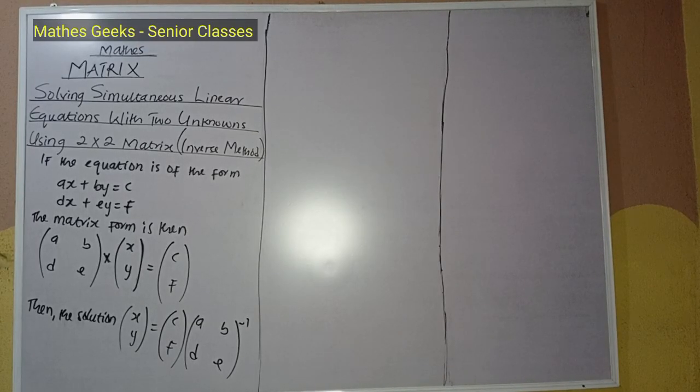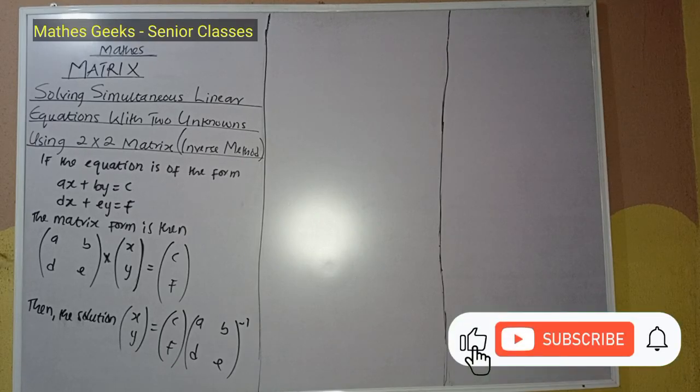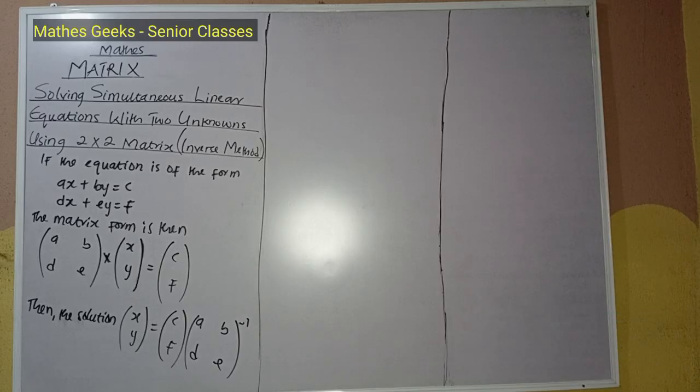In this video, we're going to look at solving simultaneous linear equations with two unknowns using 2 by 2 matrix. This time around, we shall be using the inverse method. There was a video I did that is almost similar to this. In that video, we looked at how to solve simultaneous linear equations with two unknowns simply using 2 by 2 matrix, and I told you that there's also another method. I was referring to this method. So in this video, we are going to use the inverse method instead to solve the simultaneous equation.